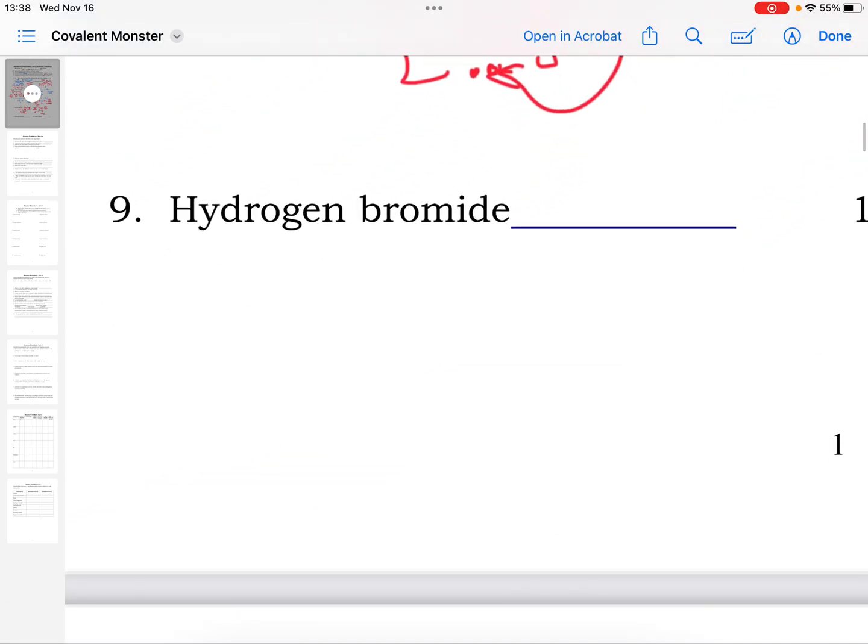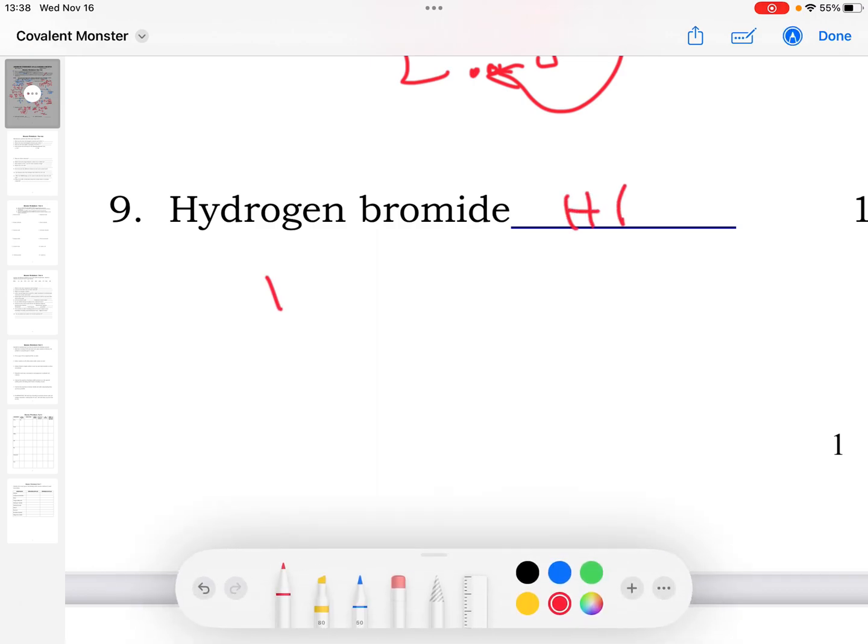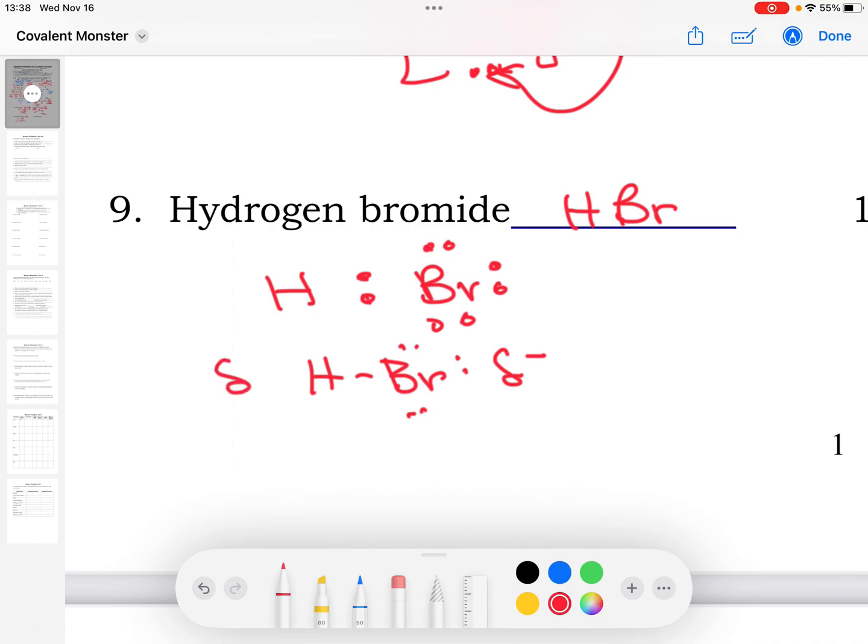Hydrogen bromide, HBr, 5, 6, 7, and 1. This will be my delta minus. This will be my delta plus. This is linear, polar, and dipole-dipole.